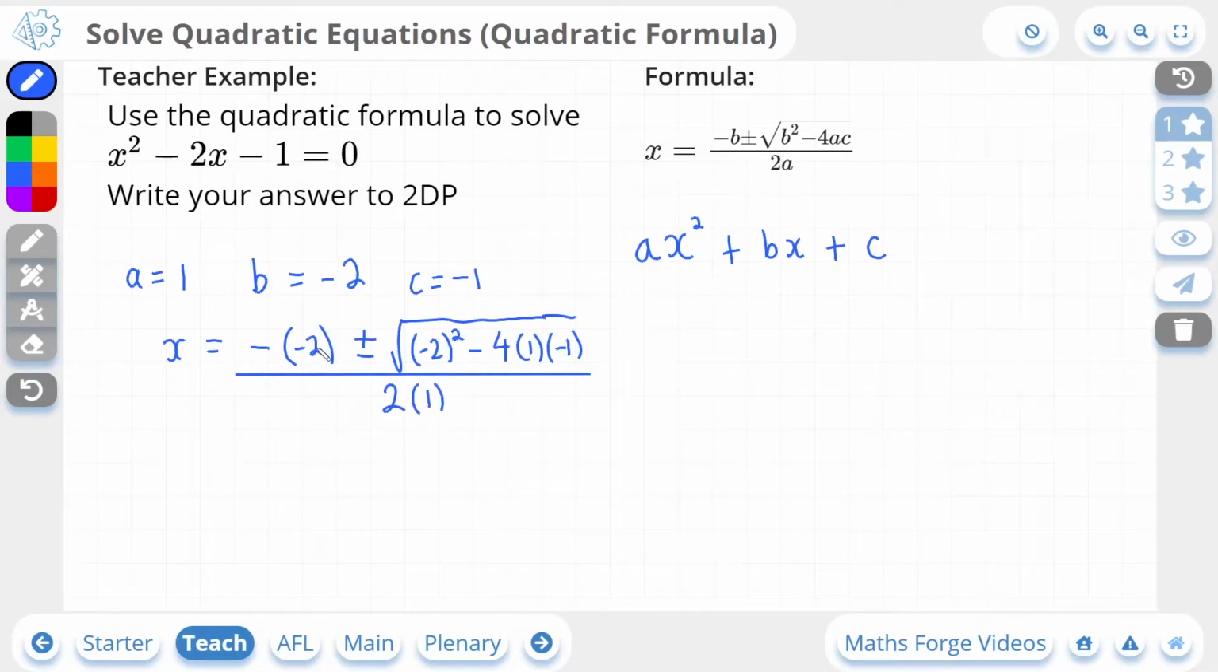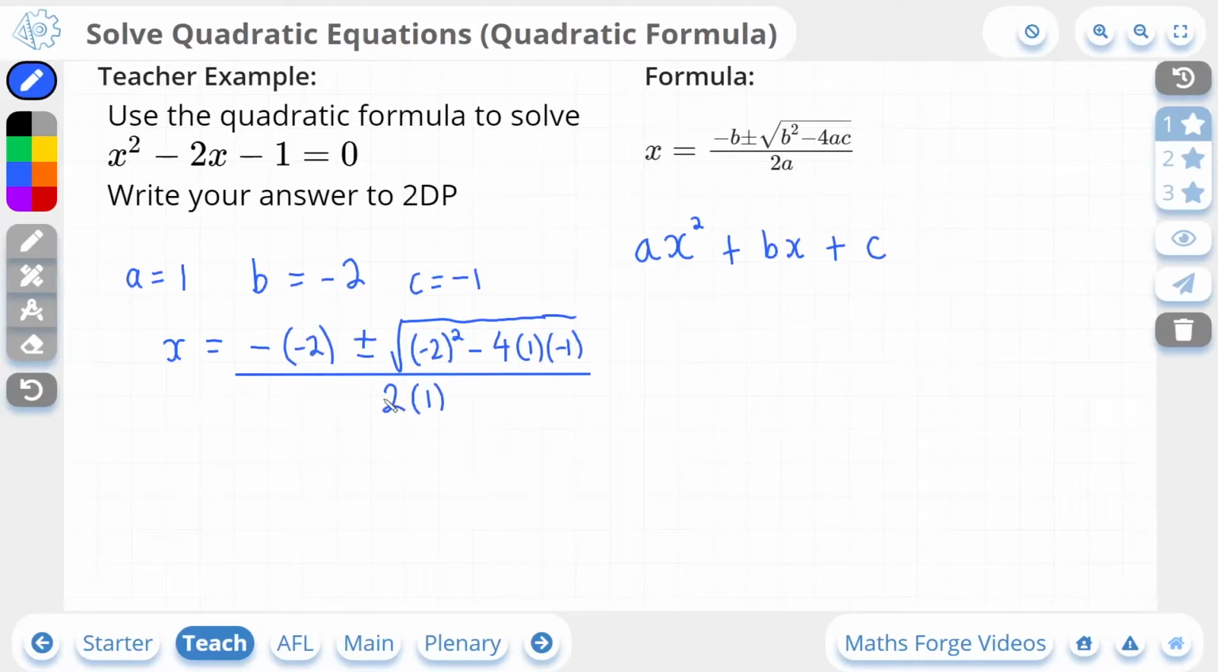And the reason I replace a, b, and c with brackets and the numbers that they are equal to is because later on, when we write this down into a calculator, if you write it down like this, there is a lower chance of you making a mistake when inputting the numbers in. And most calculators should be able to understand this perfectly.